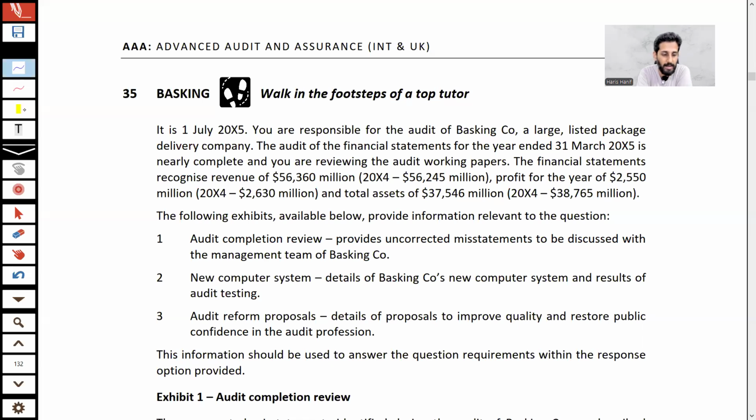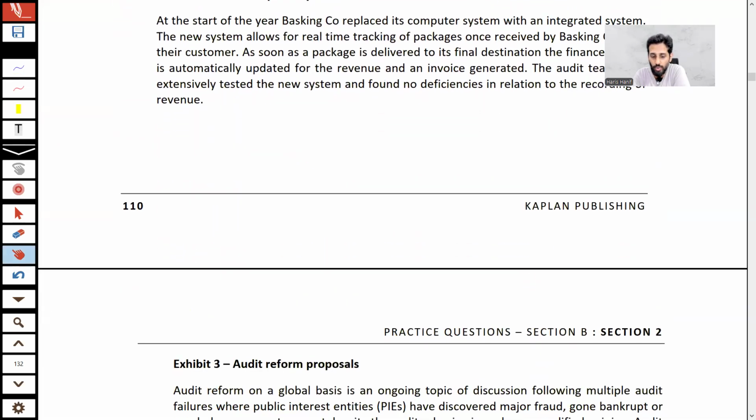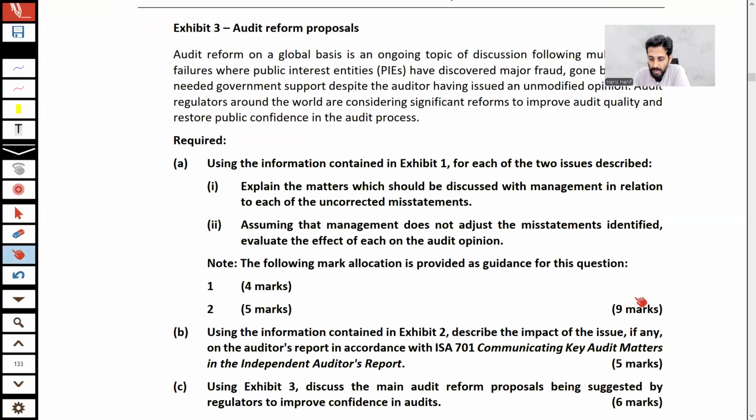Okay, so this is Basking Company. And before I begin with the stuff in the question, I would like you to have a quick walkthrough of the requirement. This is requirement number A for 9 marks. Using the information contained in exhibit number 1, the question has specified that for each of the 2 issues described, right?